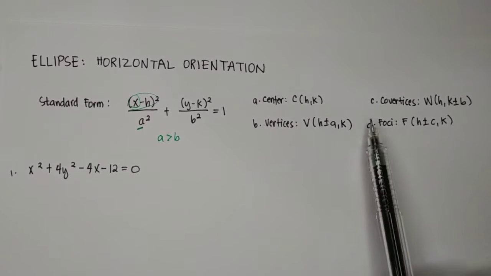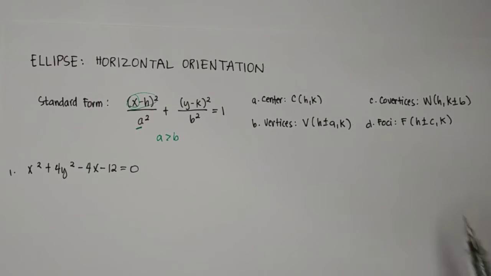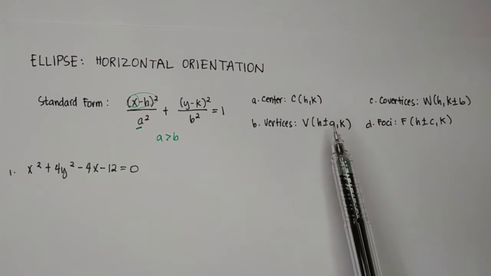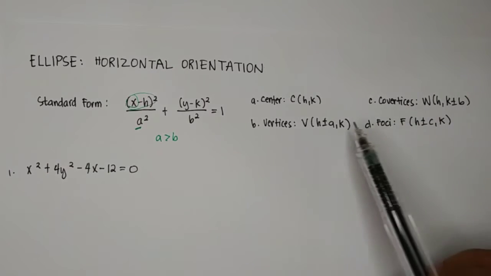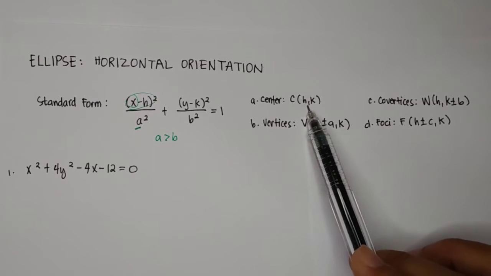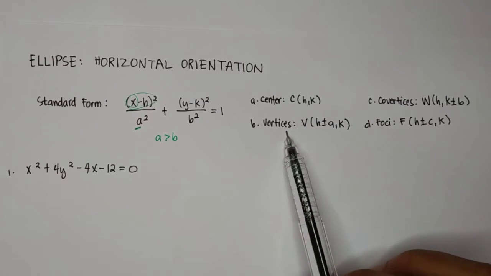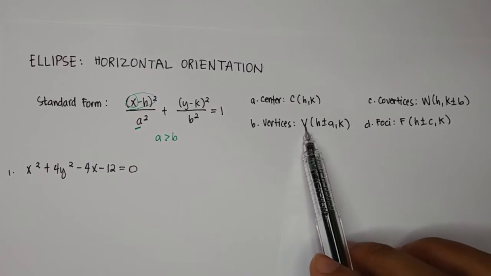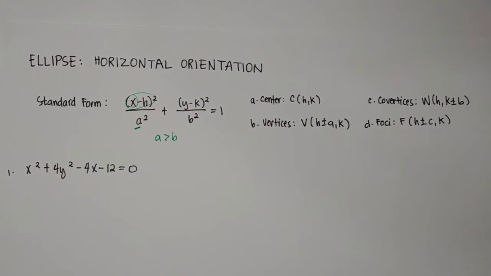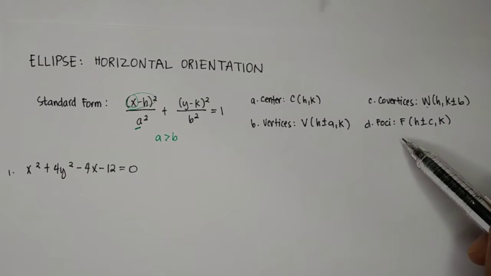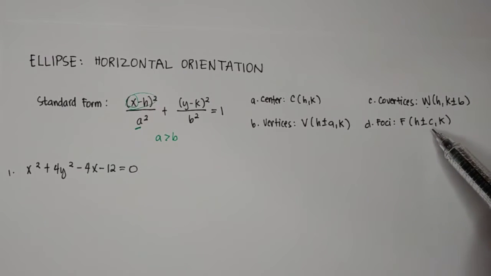So, we have here our four major properties. First, we have the center. Then, we have our vertices, co-vertices, and our foci. So, ano yung center natin? That is (h, k). Denoted by C, yung center natin is (h, k). Then, yung vertices natin, bakit vertices? Kasi, dalawa siya. Dalawang points yan. So, denoted by V, that is (h plus minus a, k). Then, yung co-vertices naman natin, we have W, (h, k plus minus b). Then, yung foci naman natin, we have F, that is (h plus minus c, k).